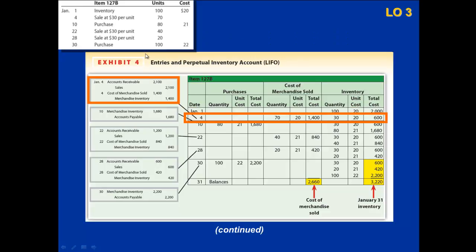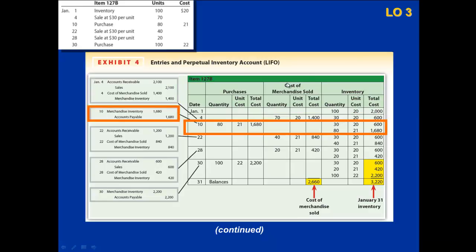The first thing that took place is a sale of 70 units at $30 per unit. Okay, so we had this $2,000 worth of inventory at $20 apiece. We sold 70 of them, so we only had one category to choose from at this point. So the entry is the same as it was under FIFO at this point.